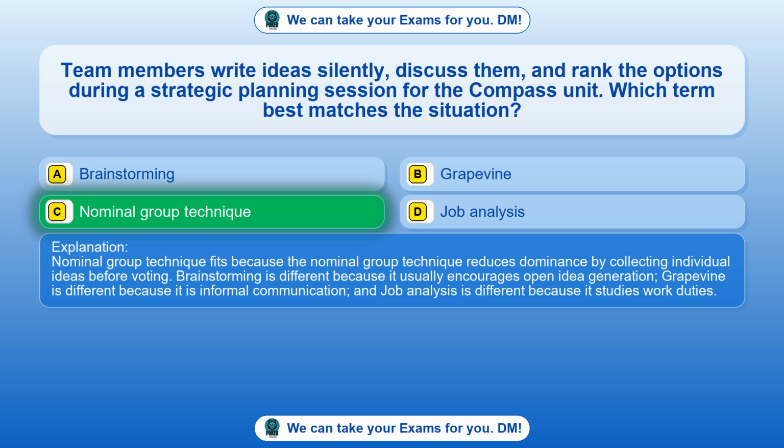Nominal group technique fits because the nominal group technique reduces dominance by collecting individual ideas before voting. Brainstorming is different because it usually encourages open idea generation. Grapevine is different because it is informal communication, and job analysis is different because it studies work duties.